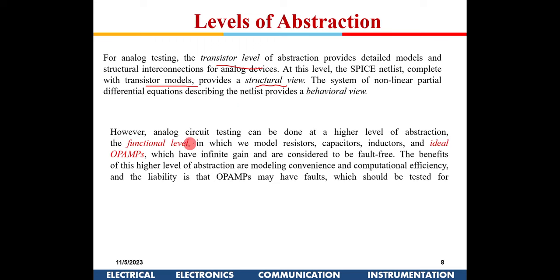So instead of that, we do a higher level abstraction, known as functional level, in which all these op amps will be considered as ideal op amps in the first stage. Op amp testing we might want to do separately, but we assume this to run the simulation. For a fault-free run, we try to idealize the op-amps. That means an ideal op-amp will have infinite gain, and there won't be any input currents and all those things. So this will considerably reduce the testing time in the first run. Okay, so that is done.